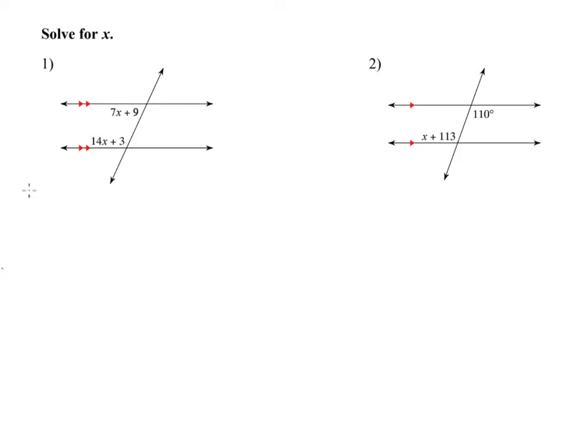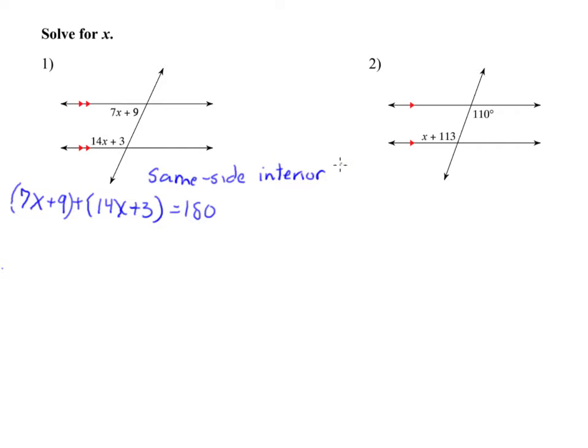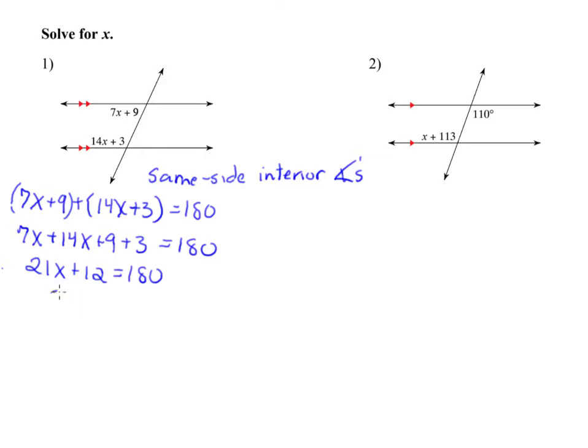For the geometry section, I have two parallel lines, and I know these are same side interior angles, and the same side interior angles add to equal 180 degrees. Make sure you label which type of angle it is when you show your work on this section. So adding my like terms, the 7x plus the 14x, and then the 9 plus the 3, I get 21x plus 12 equals 180. Subtracting 12 from each side, and then dividing each side by 21, I end up with x is 8.